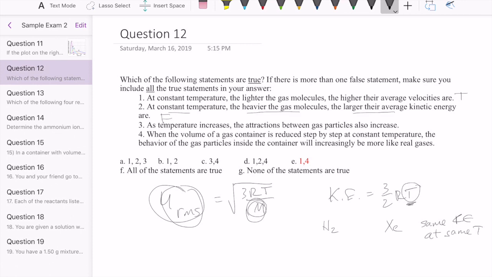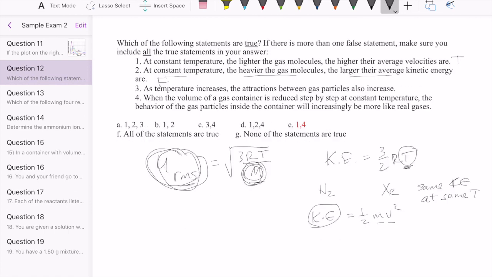The reason for that is because the kinetic energy depends on 2 components, which is mass and velocity. When the mass is bigger, the velocity ends up dropping. And so the mass and the velocity kind of balance out each other such that the kinetic energy ends up being exactly equal. Let's take a look at number 3.